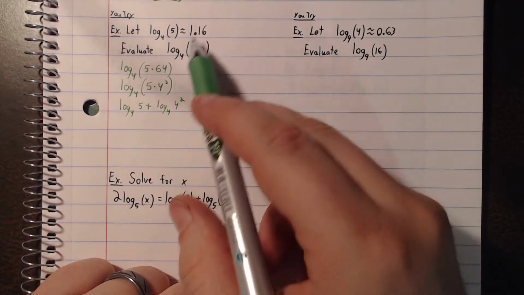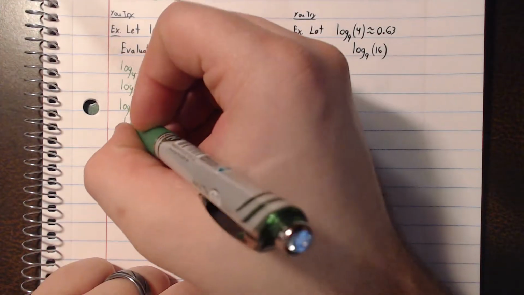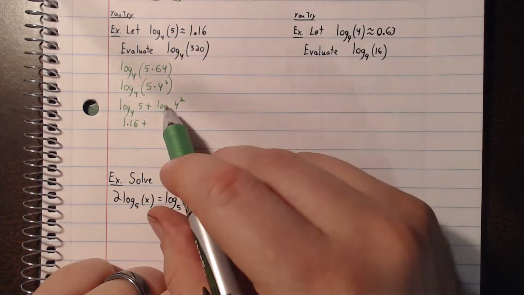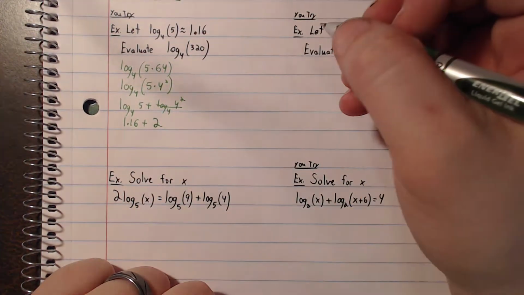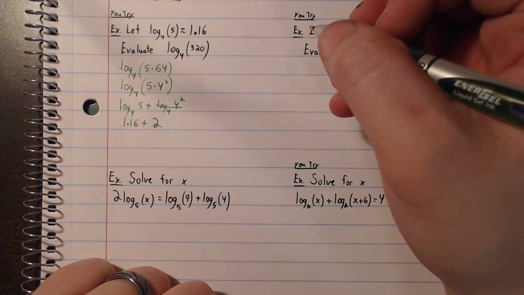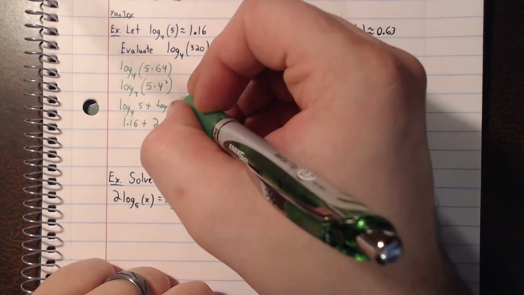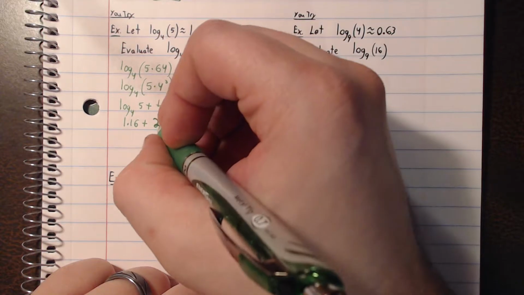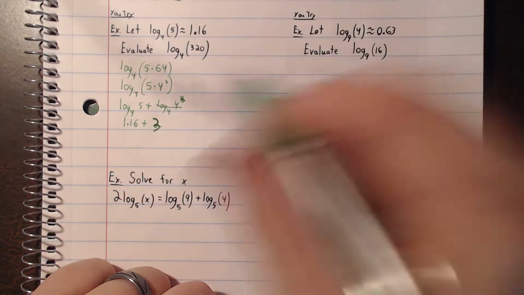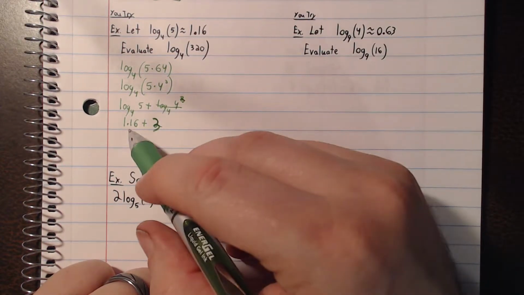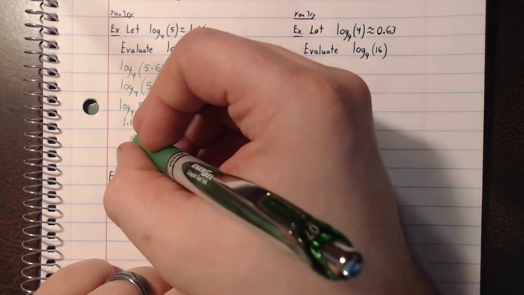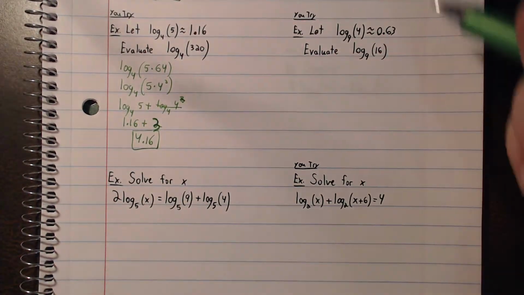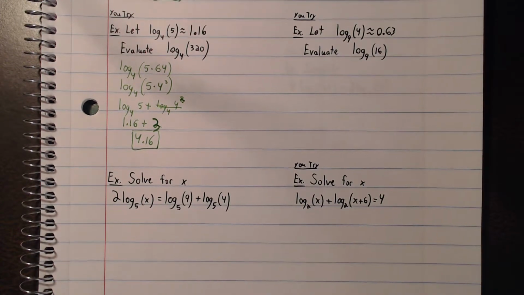Log base 4 of 5 they give us is 1.16. Log base 4 of 4 cubed, that eliminates, and that just gives us plus 2. When we add, oh, I'm sorry, that's not a 2, that's a 3. Sorry. That should have been a 3 there. When we add 1.16 and 3, we get 4.16. Sorry about that. Sometimes my 3's and 2's change on me.